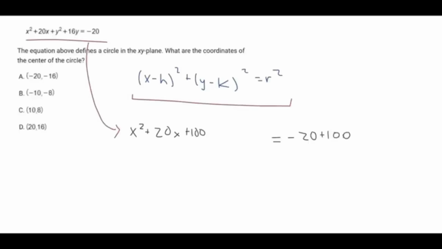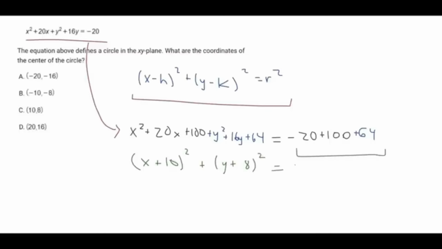Then we have the second part. I'll switch colors for this. Let's use blue. Plus y squared plus 16y. We're going to do the same thing. Take half of the b value. 8 squared is 64. So we add 64 to both sides. Now we can actually get it into our circle equation form, because watch what happens. Here, this is going to factor out to just x plus 10 squared. And this side is going to become y plus 8 squared. And this thing over here computes to 144.